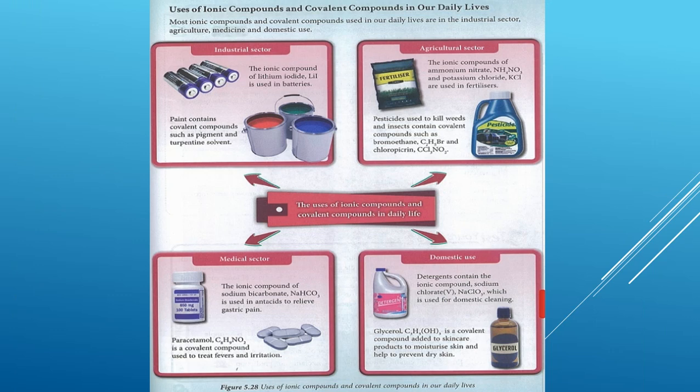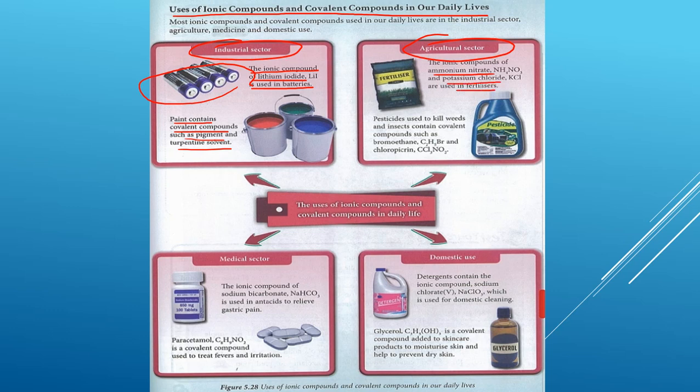Uses of ionic compounds and covalent compounds in our daily life. Okay, these are examples of uses. In the industrial sector, the ionic compound lithium iodide, LiI, is used in batteries. Paint, ni paint contains covalent compounds such as pigment and turpentine solvent. In the agricultural sector, the ionic compounds ammonium nitrate and also potassium chloride are used in fertilizer, baja. Kemudian pesticide used to kill weeds, okay, rumpai, and insects contain covalent compounds such as bromoethane and chloropicrin.